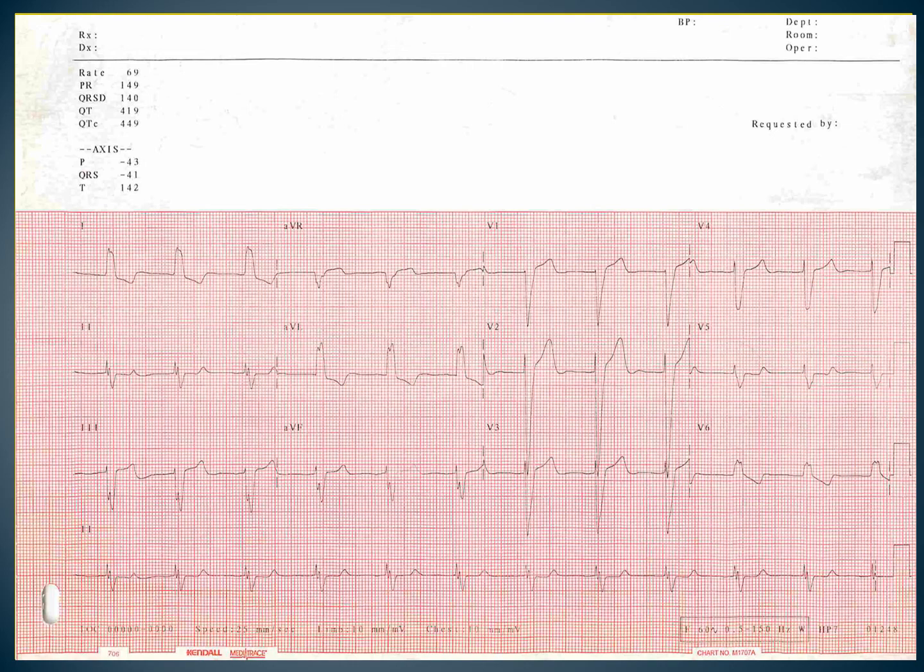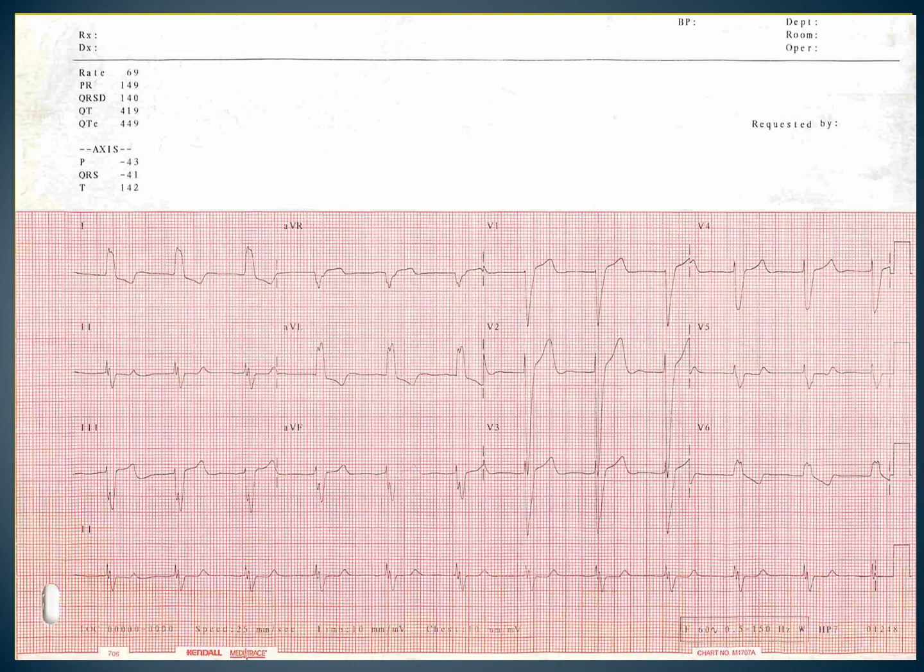Lead 1 is upright. Lead 2 is primarily down. And lead 3 is also down. What do you want to call this? If you said a pathological left axis, you are correct. Now, the next step is to look at the QRS interval. Is it wide? It is. It's 140 milliseconds or 0.14. So where do you go now?